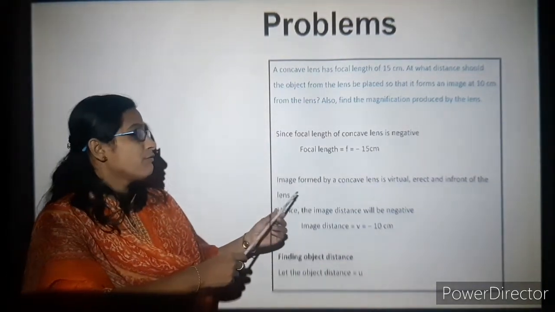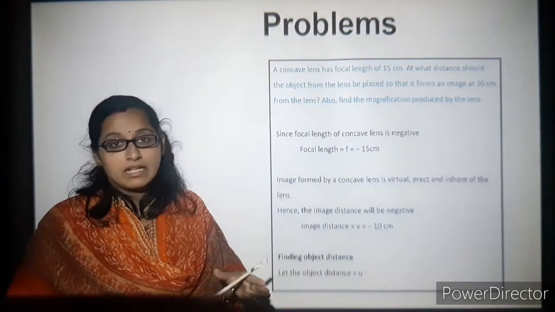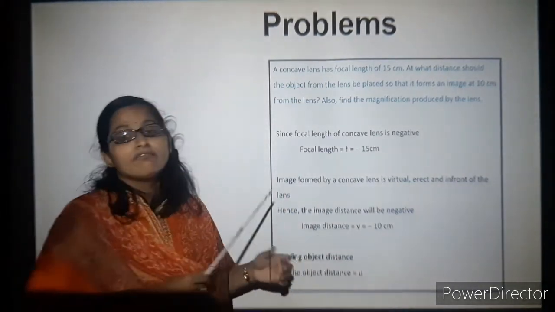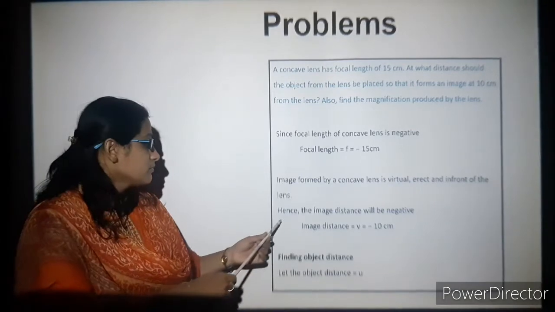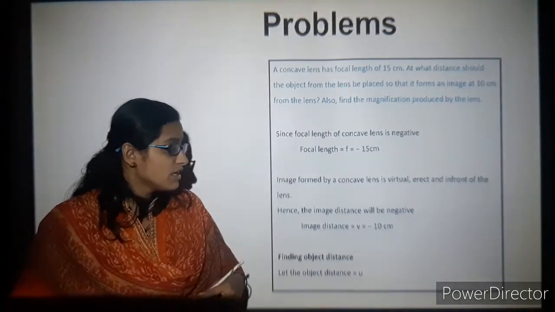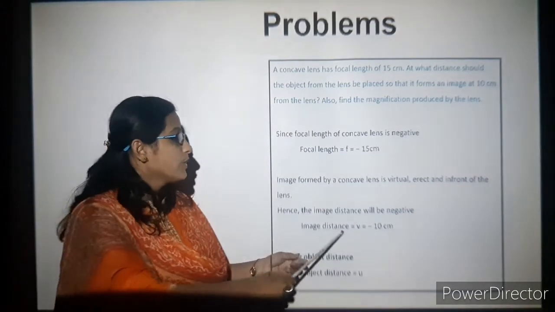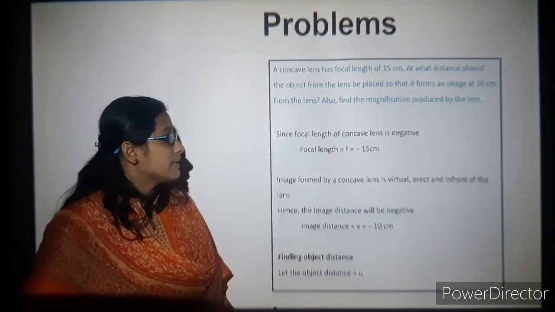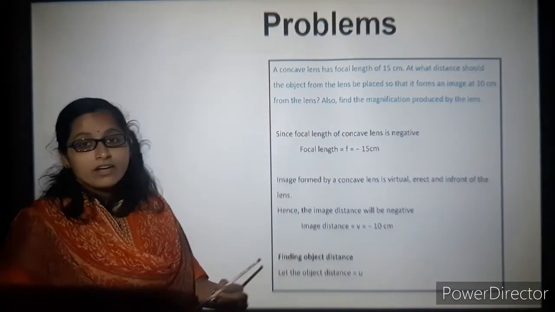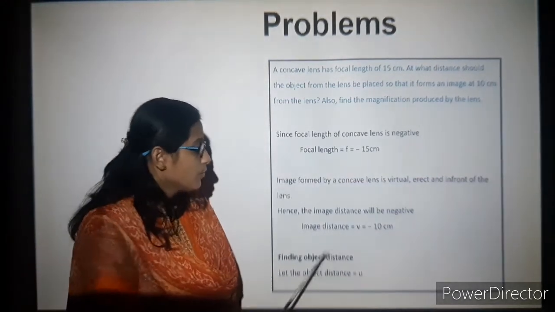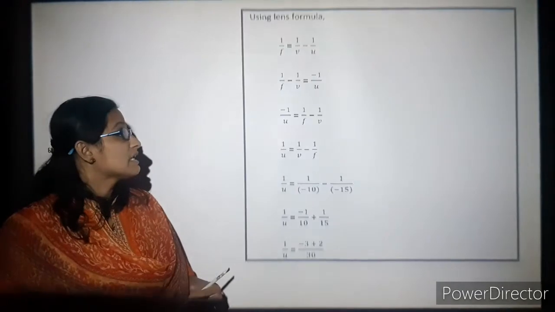The image formed by a concave lens, as you can refer, is virtual, erect, and in front of the lens. So the image distance will be negative, that is V equals minus 10. We need to find the object distance now. So let the object distance be U. Going to the next slide.